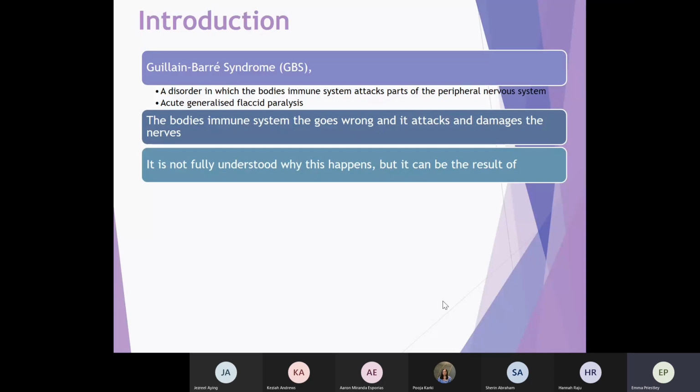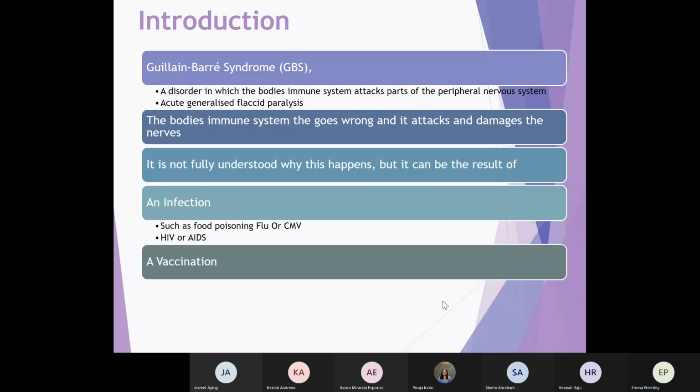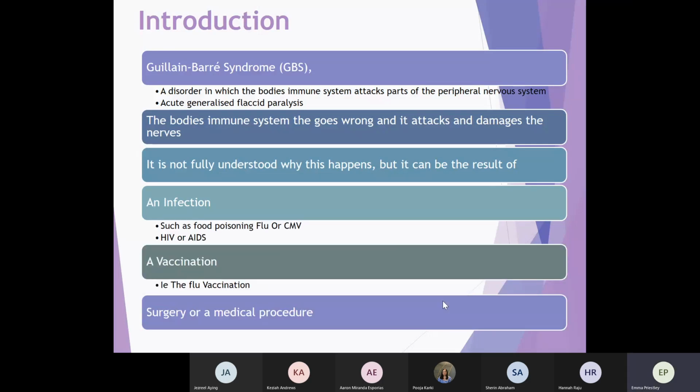Why it happens is not fully understood. It can be caused by the flu, but it can also be caused by something like food poisoning or a flu vaccination. It's not just any kind of infection, whether bacterial or viral. Anything where the body's had to fight something, it then turns on itself.